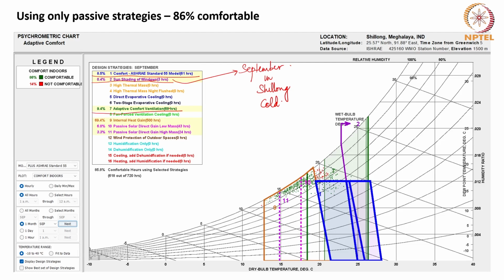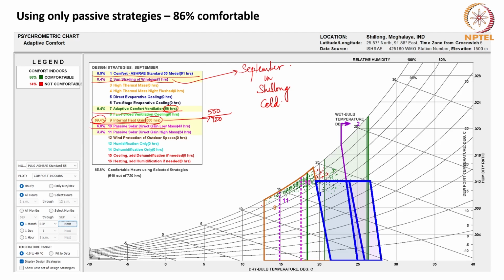9.4% of the time, or 68 hours, require adaptive comfort ventilation, whereas internal heat gain can shift to comfort hours by 500 hours. Out of 720, 500 hours can become comfortable if you have good internal heat gain, which accounts for approximately 70% of the month.